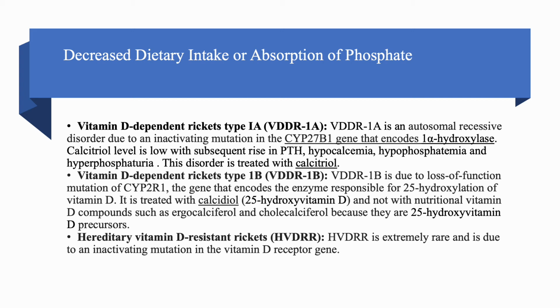It goes to the kidney and becomes activated. If you give nutritional vitamin D like ergocalciferol D2 or cholecalciferol D3, it's not going to work because it needs hydroxylation, and the problem here, they cannot hydroxylate. Now, then there is the even rarer cause of vitamin D problems, hereditary vitamin D resistant rickets. This is very rare. It's due to inactivating mutation in the vitamin D receptor gene. So the problem is in the vitamin D receptor.